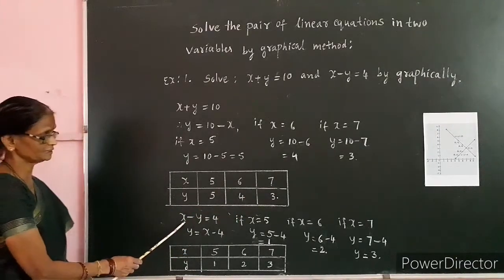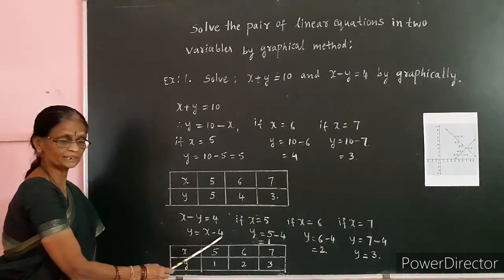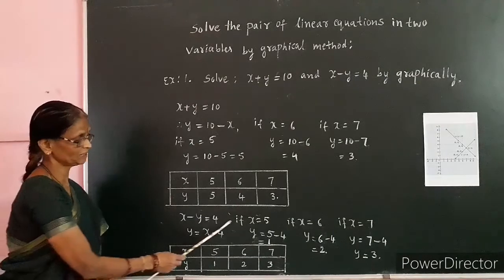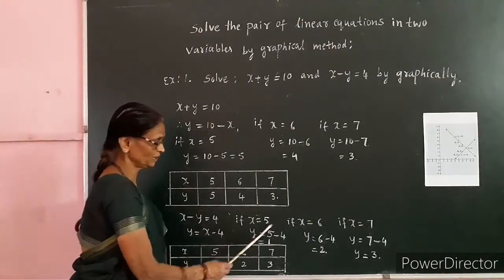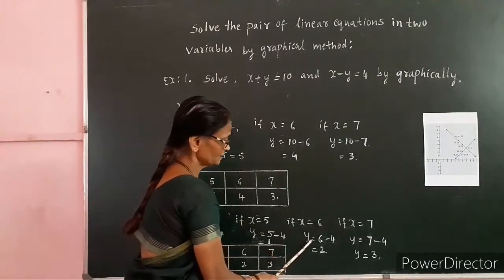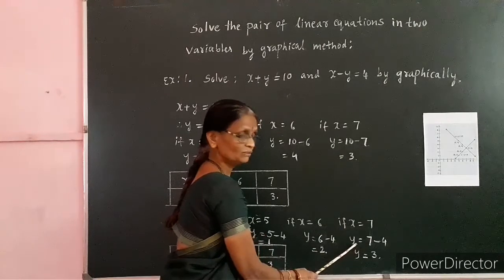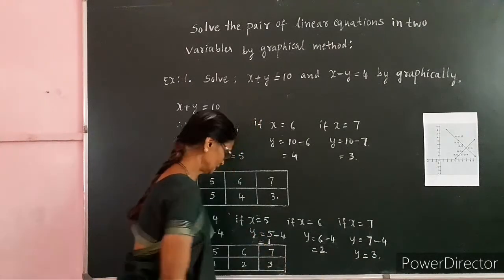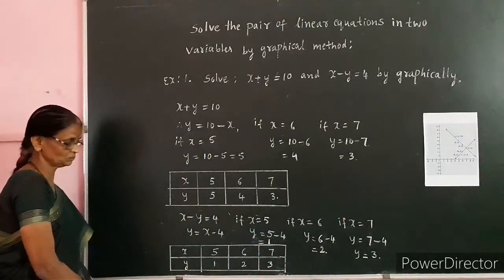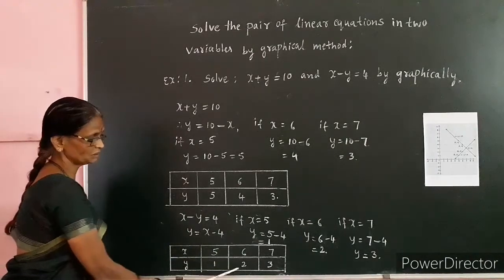The second equation is x minus y equal to 4. Therefore, y equal to x minus 4. Now we should give the value for x. If x equal to 5, y equal to 5 minus 4 is 1. If x equal to 6, y equal to 6 minus 4 is 2. If x equal to 7, y equal to 7 minus 4 is 3. Now calculate the values. X column is 5, 6, 7. Y column is 1, 2, 3.